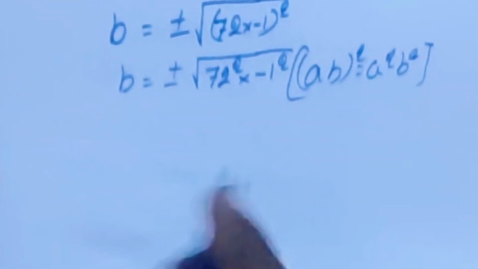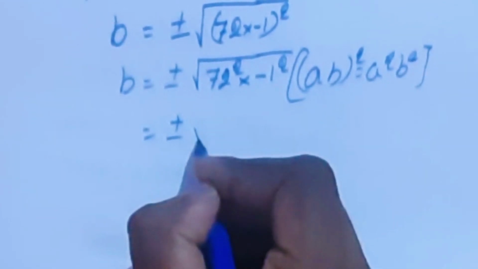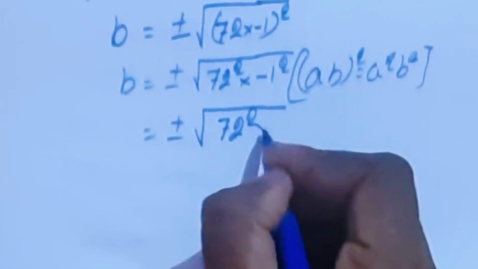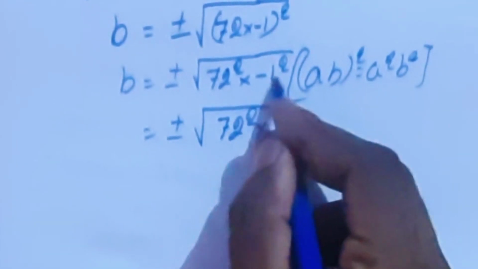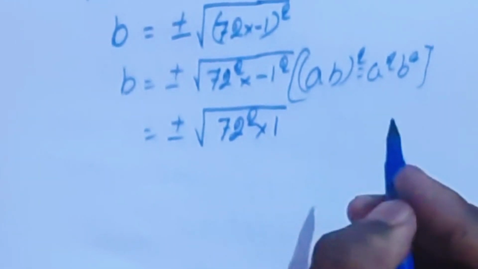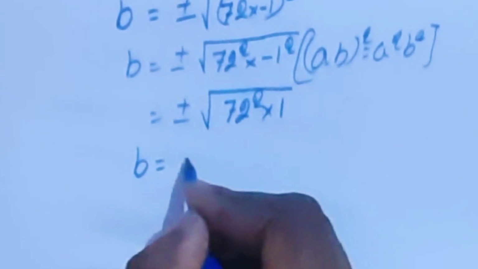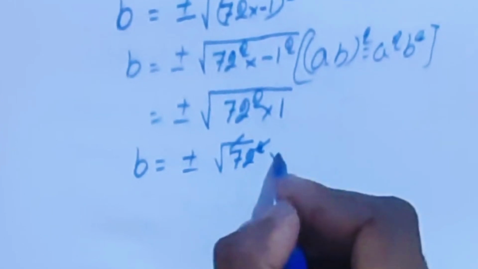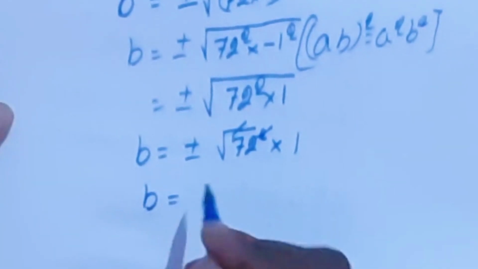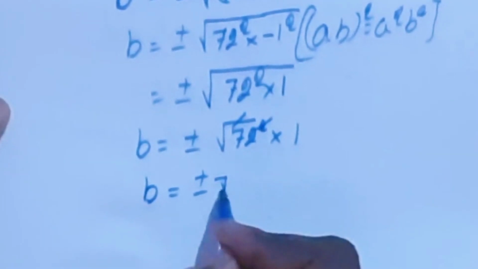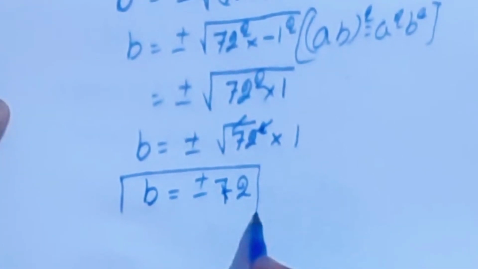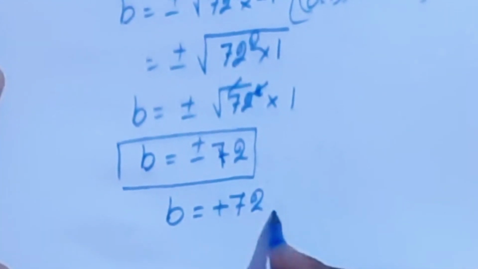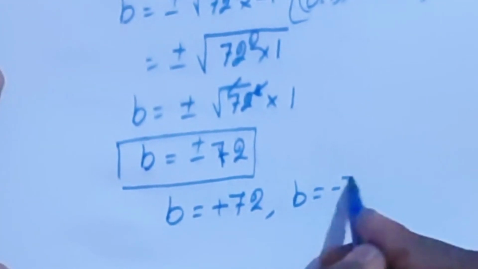So plus or minus square root of 72 square times minus 1 square, which is 1. b equals plus or minus the square root of 72 square. This cancels this. Here it is 1. Here b equals 72. Here b equals minus 72.